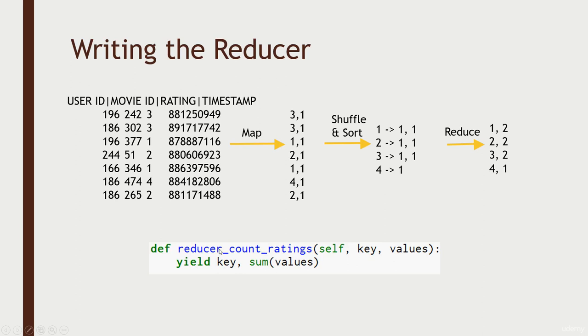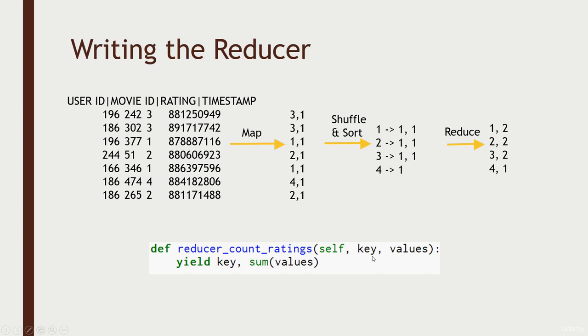So here's what our reducer looks like. It's even less complicated. So again, def means that we're just going to define a function in Python. We're going to name this function reducer count ratings, and it also receives three input values. So again, the self object, the instance of this object that we're running within. Again, don't need it right now, so don't worry about it. Don't need to understand object-oriented programming really to use this stuff.